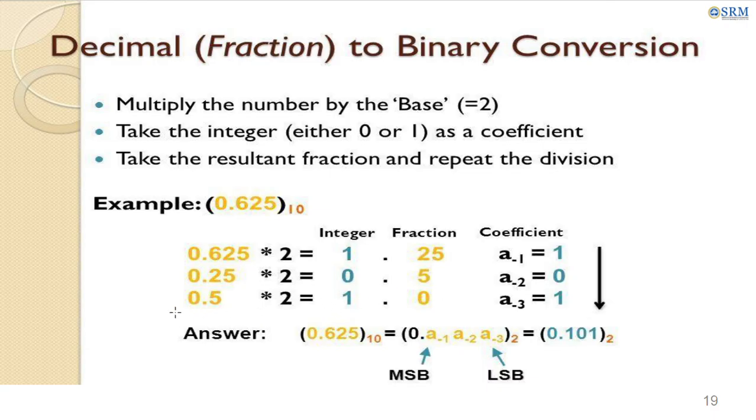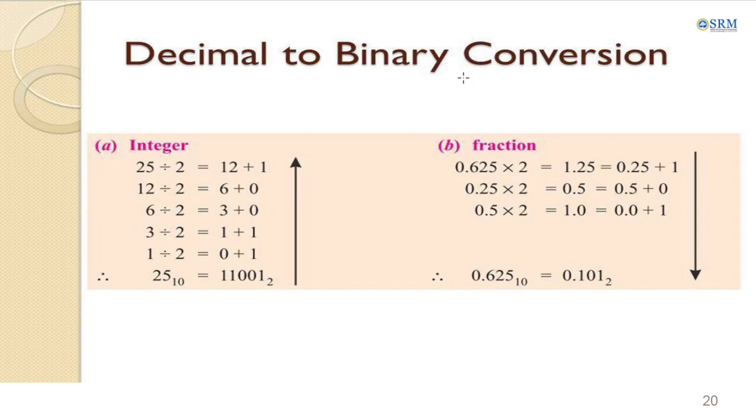after you get 0.0. In this case we start from a minus 1, minus 2, minus 3. We will put 0.101. That is the binary equivalent of 0.625 in decimal. So this is the decimal fraction to binary conversion. You can see over here, in the case of an integer, numbers are taken from last to upside. In the case of a fraction, numbers are taken from top to bottom. So this is the decimal to binary conversion for integer and fraction both.